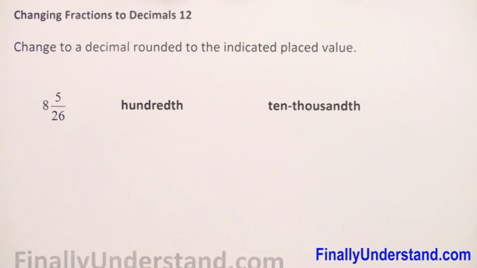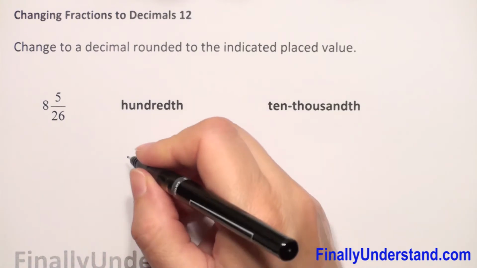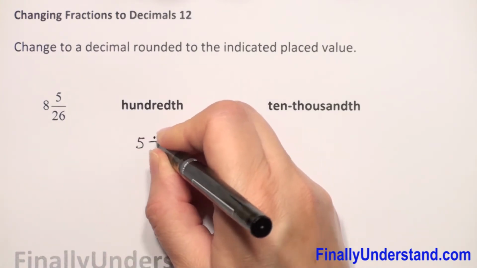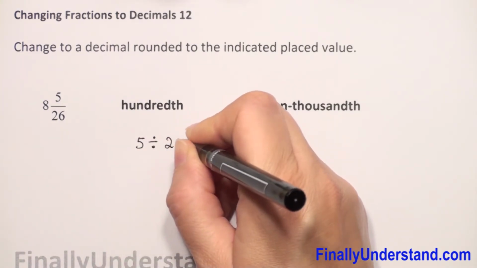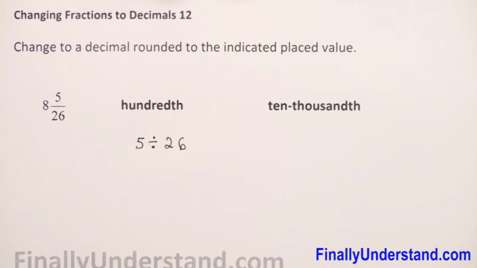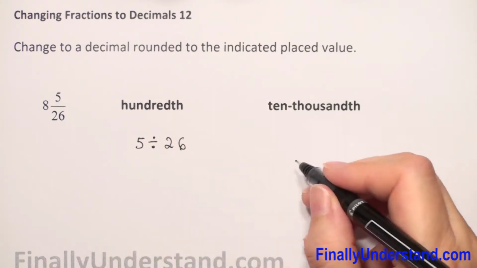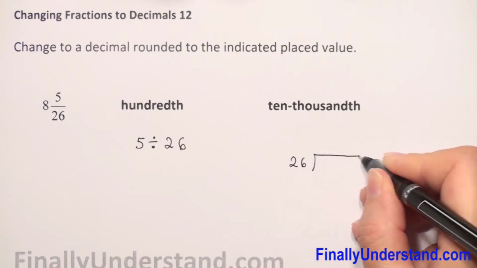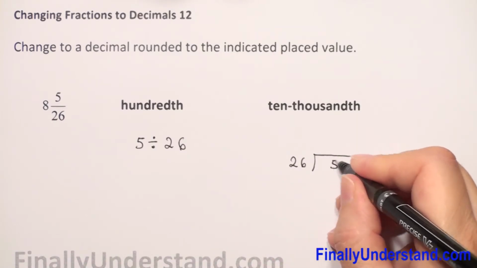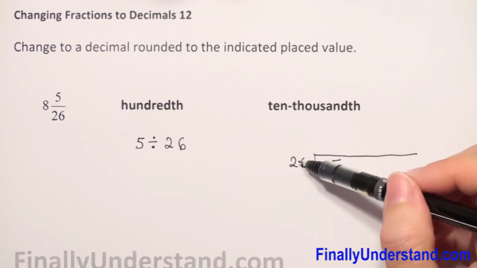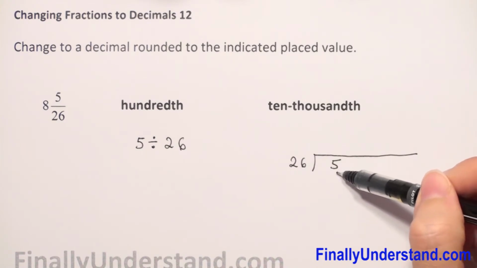When we have to change this fraction to a decimal number, we need to do division. We need to divide the numerator by the denominator. 5 divided by 26. We use long division. Our divisor is 26. And what else? Because we cannot put 26 into 5.